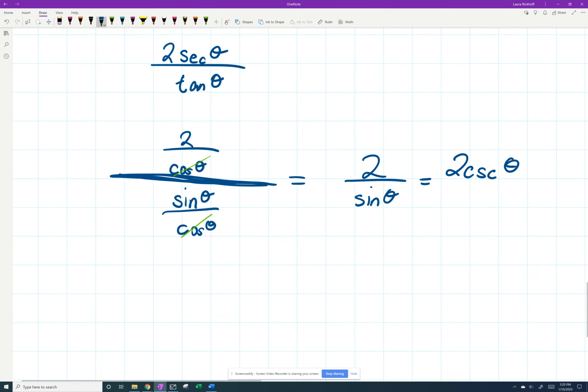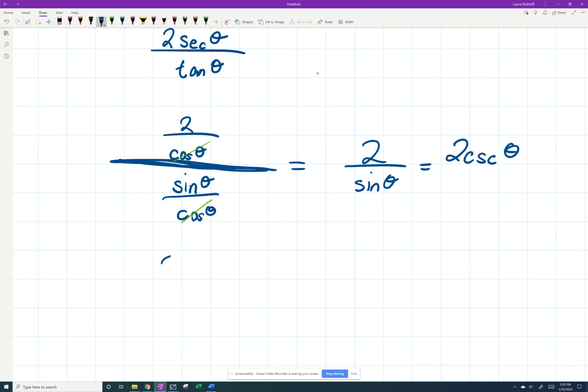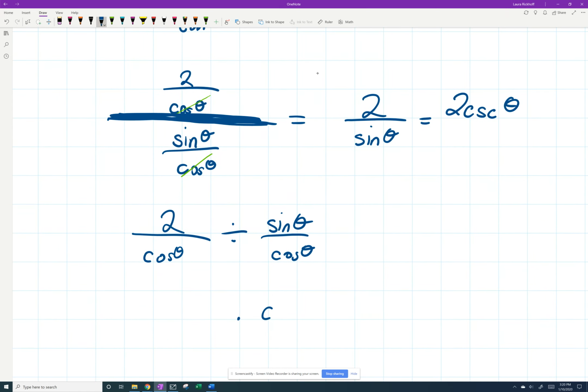If that's too scary for you, you can do old school. If you are dividing fractions, if you wrote that as, hey, I'm dividing by sine theta over cosine theta, then that means I'm multiplying by the reciprocal. So keep, change, flip, and then the cosines cancel. But it's kind of a funny, like this is how we learned it in elementary school, so it's kind of comforting to go back to it.